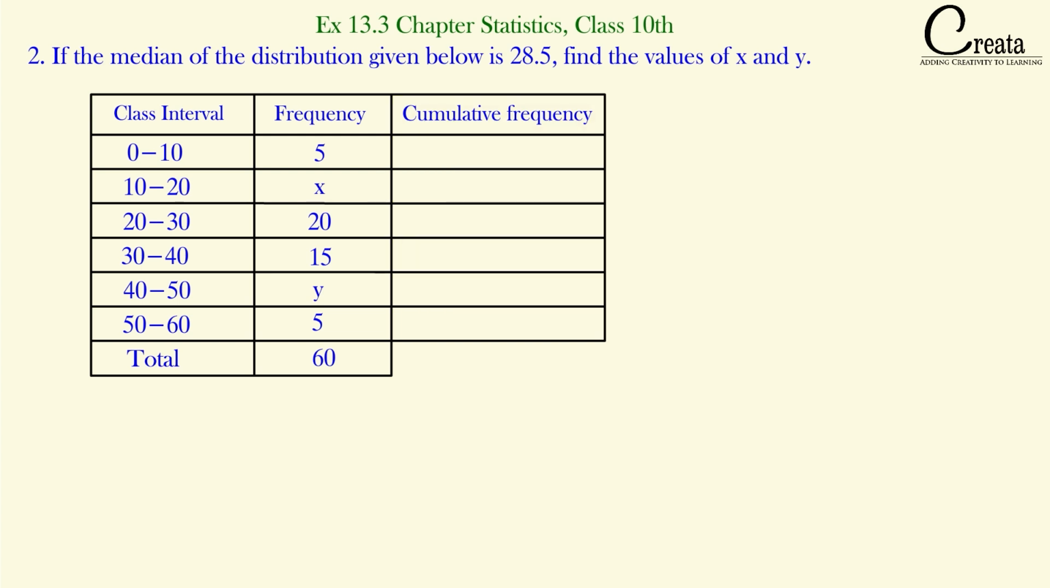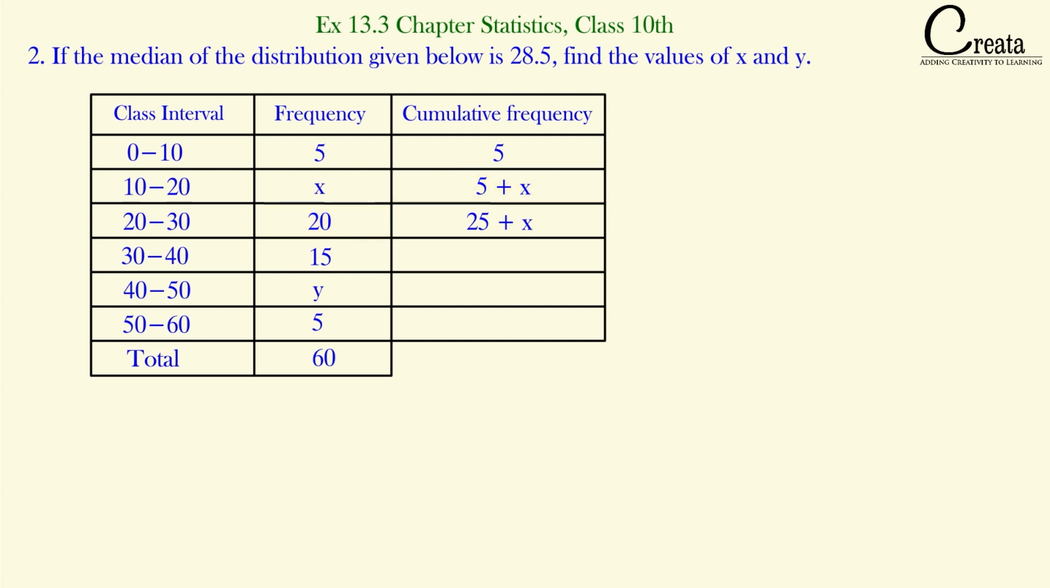In the first row, the frequency will come, that is 5. In the second row, we will add the frequency up to the second row, which is 5 plus x. Got it? In the third row, we will add all these frequencies, or we can add these two frequencies, it will be the same. So 20 plus 5 plus x, it will be 25 plus x.